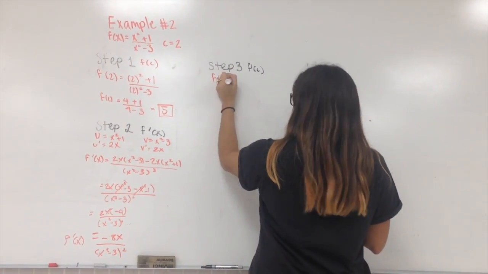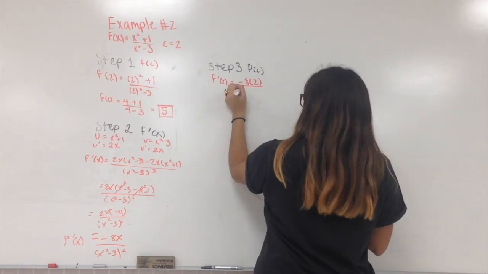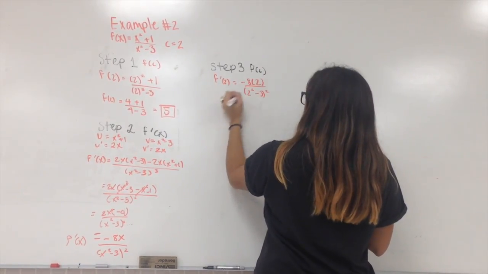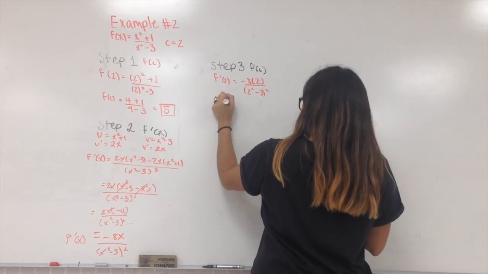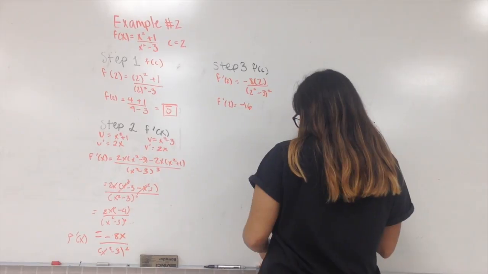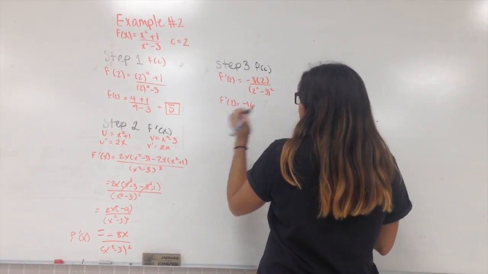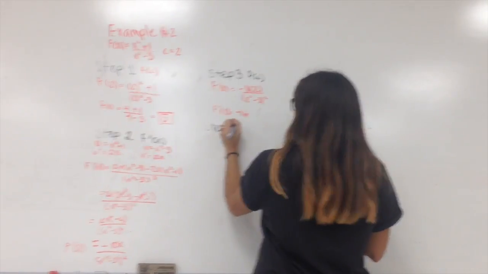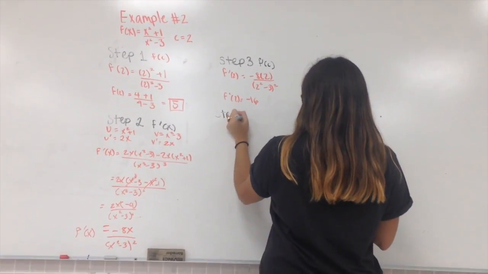Now for step 3, we need to evaluate the derivative when x equals 2. This will stand as x1 in our point slope formula. Evaluating f prime of 2, we get negative 8 times 2 all over 2 squared minus 3 all to the square, which will result in negative 16. This is our slope. With y1, x1, and m, we can get the function of the tangent line.